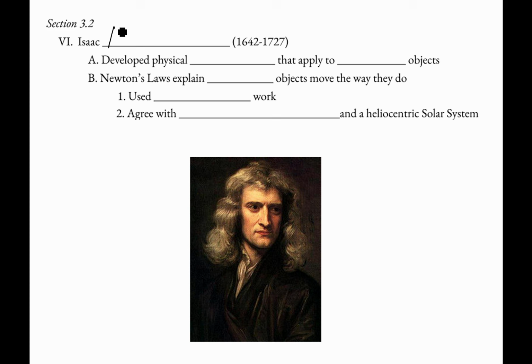So Isaac Newton, right? One scientist y'all have probably heard of. We've talked about Kepler and Galileo. Newton is sort of following on the heels then. He was an English physicist, theologian, alchemist, tried to make gold, right? But he is best known for developing physical laws that apply to all objects. He experimented with objects on Earth and he wanted to explain why objects move the way they do.